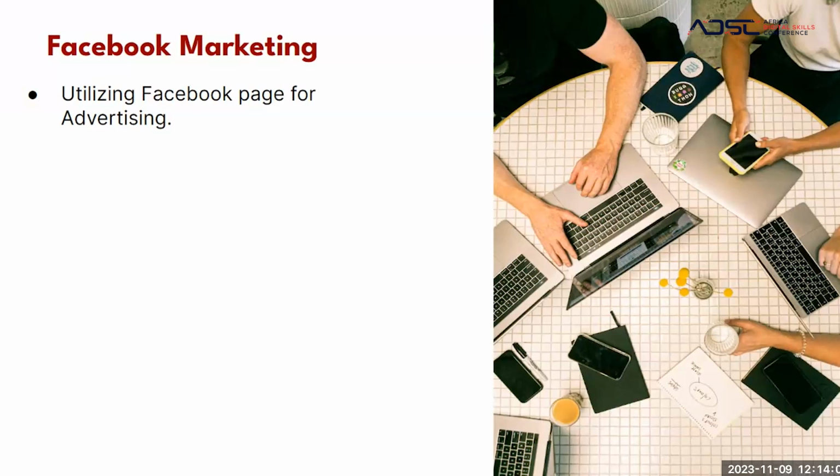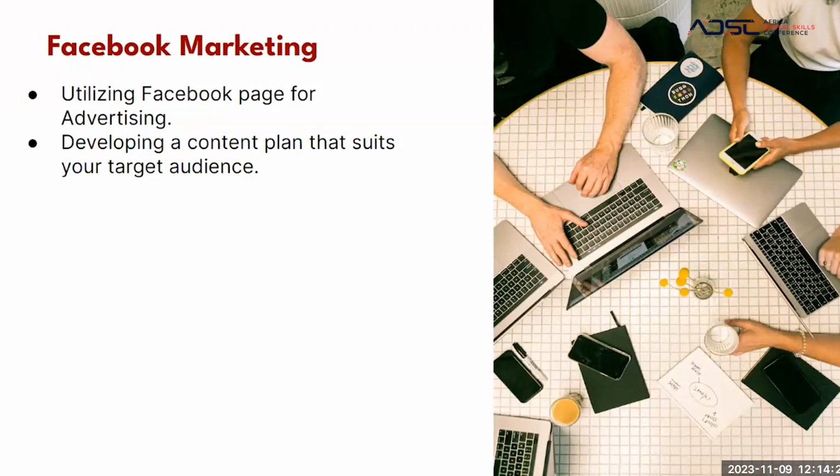People are able to get to you if they want your website, your contact numbers, and your email address. So people are actually going to go to your Facebook page and they can get that information that they need. So utilizing your Facebook page for advertising is number one. Then you are also able to develop a content plan that suits your target audience. Facebook allows you to develop a content plan that suits your target audience.